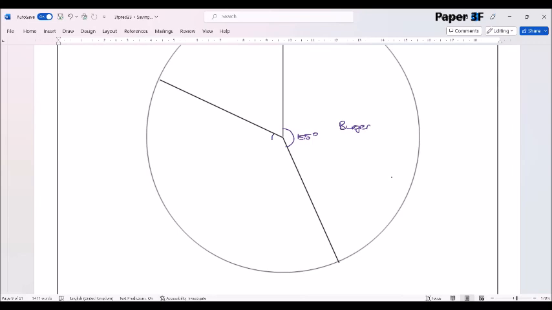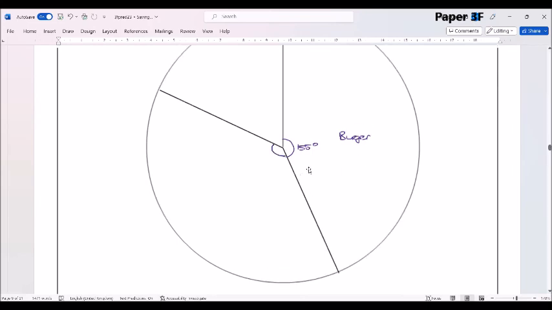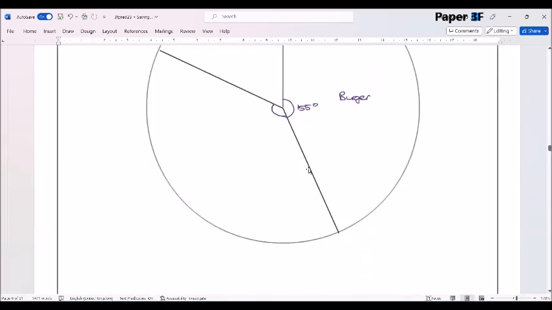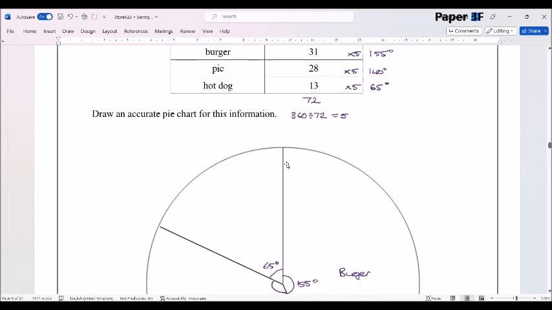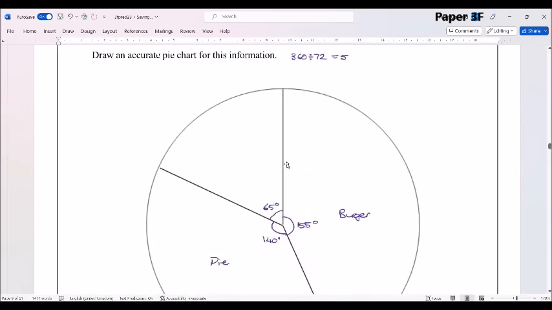Then the next angle here was, I think, 140 degrees. So 140 degrees here. And that represented pie. And then the last angle in here was equal to 65 degrees. And 65 degrees, I think, was hot dog. So we're just going to write in there that that's a hot dog.